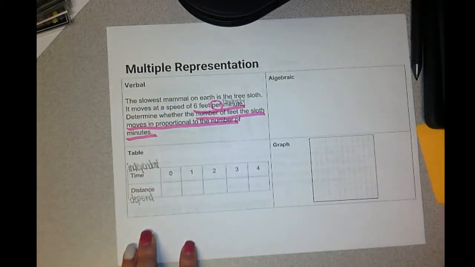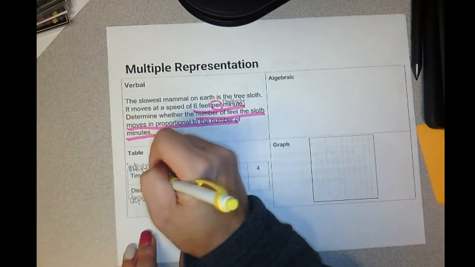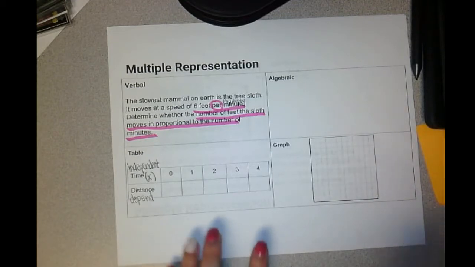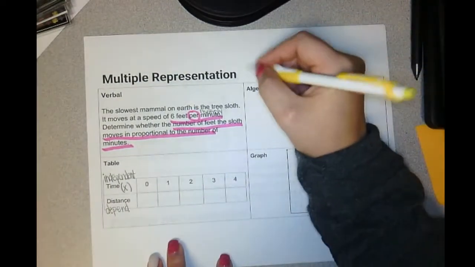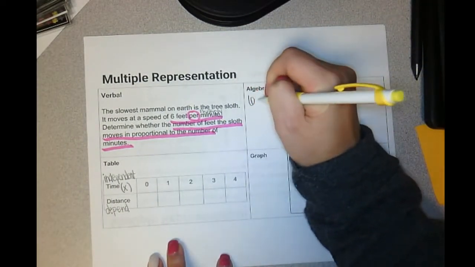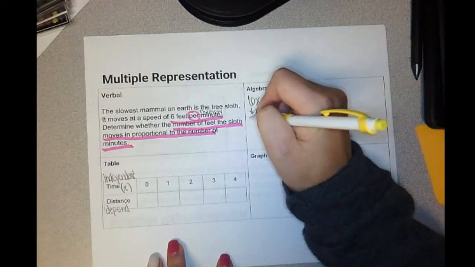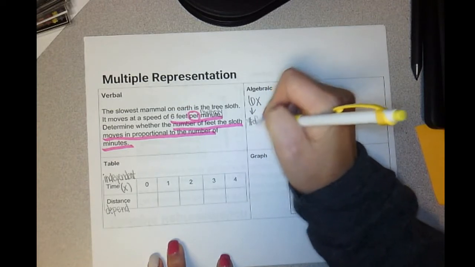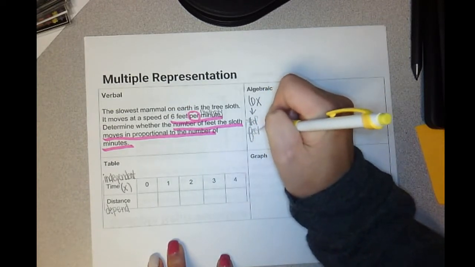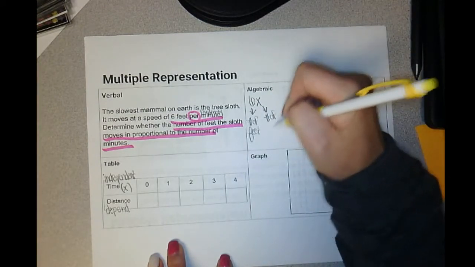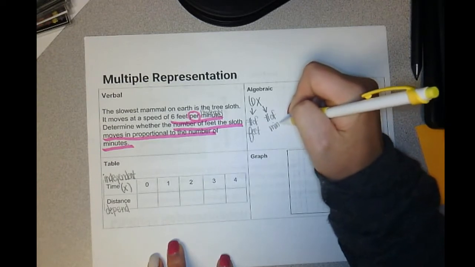Okay, so in my equation, I'm going to let time be x, because I don't know how many minutes this sloth is actually going to be moving. But I do know that for every 1 minute he moves 6 feet. So my equation would be 6x. Okay, so 6 would be the number of feet, and the x would be the number of minutes that the sloth is moving.